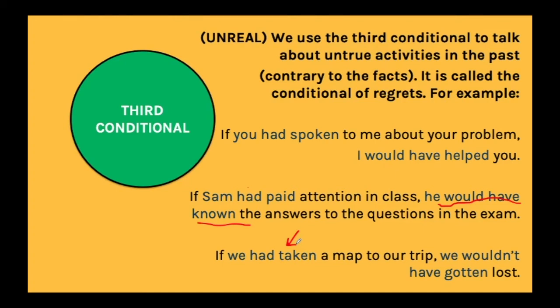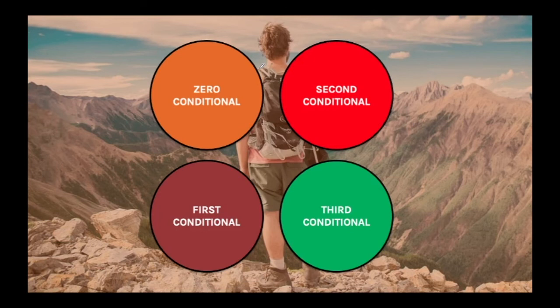We're going to describe an activity or an event that is untrue in the past and that is contrary to the facts. These are the 4 types of conditional sentences. Do you remember which types of conditional sentences are real or unreal? Which types of conditional sentences are related to the present, to the future, or the past?